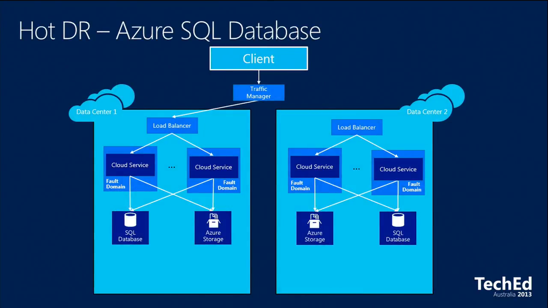Cool. So let's talk about hot DR. There's two scenarios I've presented here that I see for hot DR that we've implemented before. One is using SQL database, and the second one that I've introduced is using SQL Server within a VM role. The reason I've introduced SQL Server in a VM role is because, to be honest, if you need to do hot DR and high availability, then most people will look towards doing SQL Server in a VM role because you need to get access to the type of DR capabilities that come with an on-premise SQL Server environment.